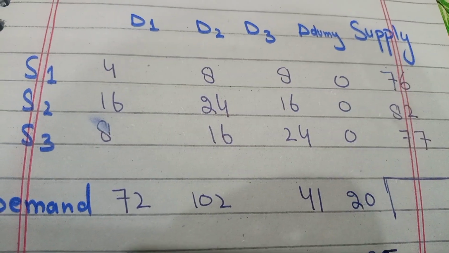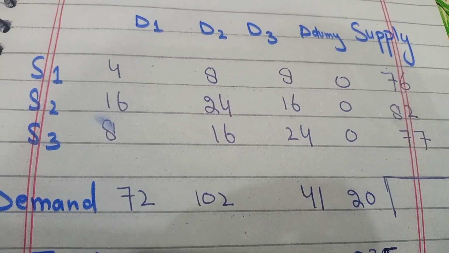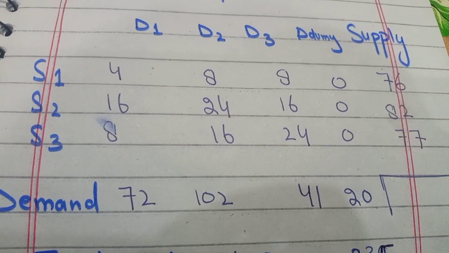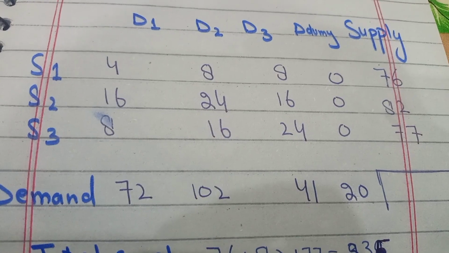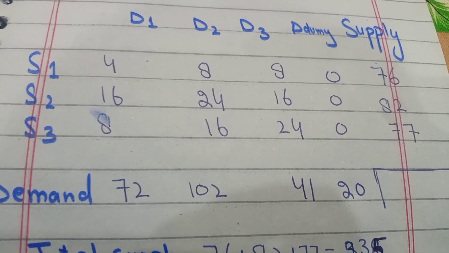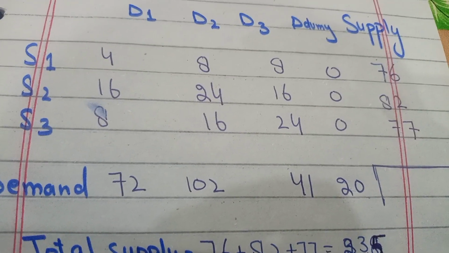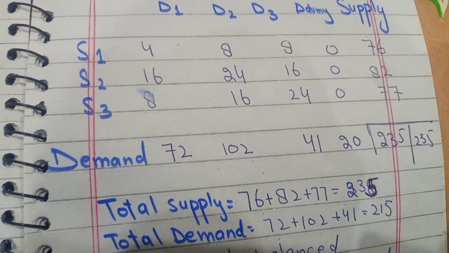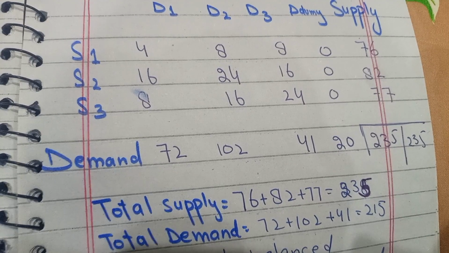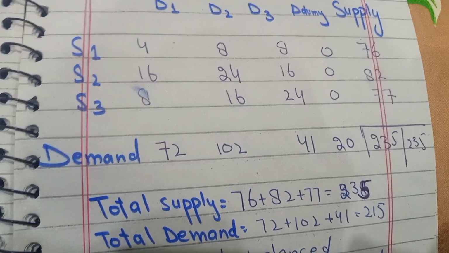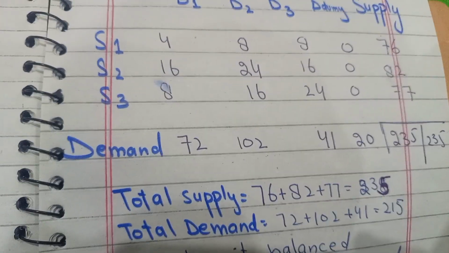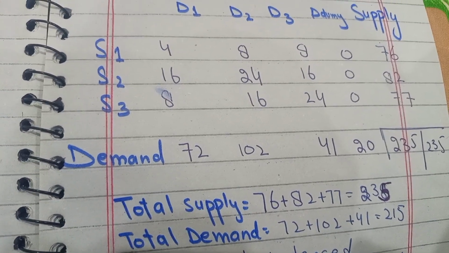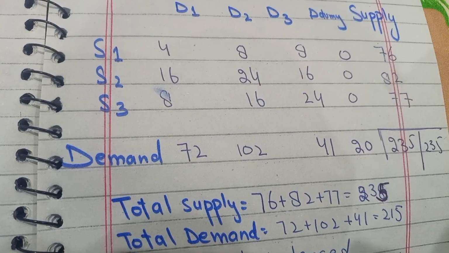The cost in the dummy column or row will be zero because we don't need to change any costs. We just need to balance the sum of demand and supply. Hope you got it. Now both sums are equal: the sum of supply is 235 and the sum of demand is 235. Now the problem is balanced. Now we will apply the method to solve this problem and obtain a feasible solution.